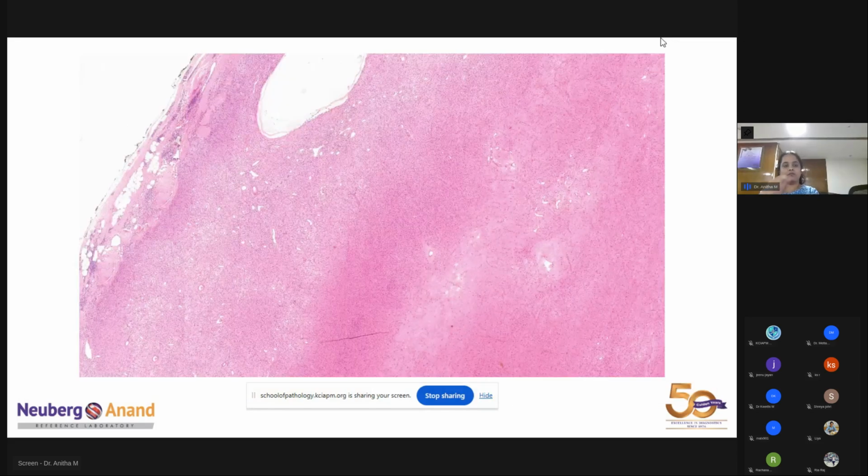So microscopy, what we can see is a fairly circumscribed tumor. There are hyper and hypocellular areas which we can see. There are some cystic spaces in the periphery. Below the capsule, what we can see are some lymphoid aggregates.